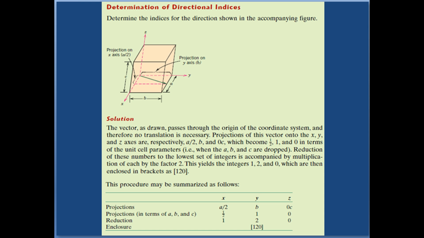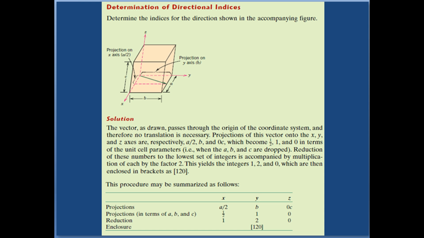What we have done in this particular problem is determine the indices for the direction shown in the figure. Now we are going to summarize this particular procedure. First summary is regarding the projections: projection for x, projection for y and projection for z. It is written as a by 2, b and 0c. Now you can write the projections in terms of a, b, c as 1 half, 1 and 0.